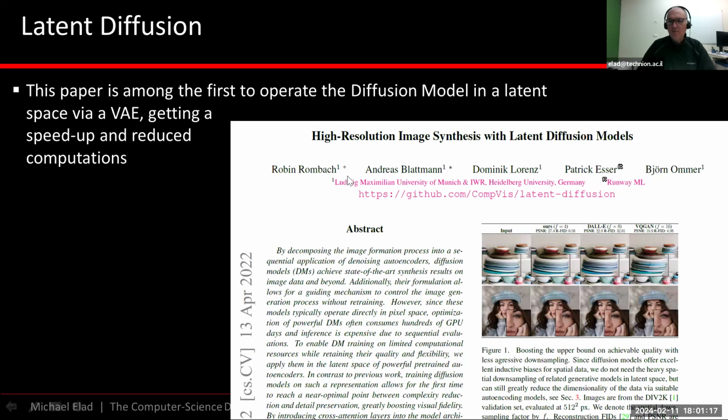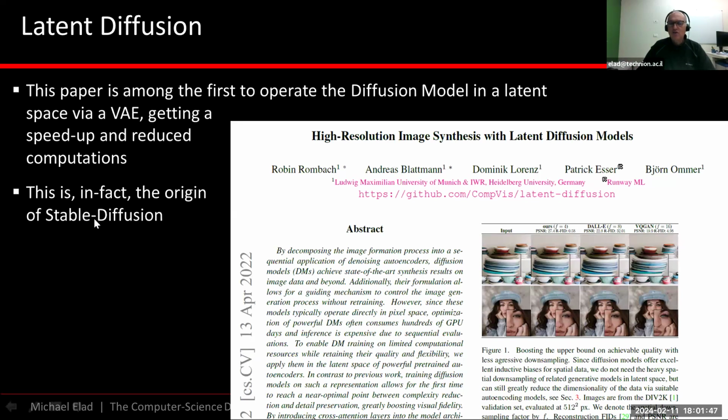Published by a group from a university in Germany and a company, Runaway Machine Learning, which eventually turned into Stability AI. And what they are offering is something truly technical. Do diffusion in the latent space. So basically apply a variational autoencoder, get a representation, and do all the diffusion in the representation. Why? Because the representation is shorter. You have condensed, you have reduced dimensionality, and now we can do things faster.